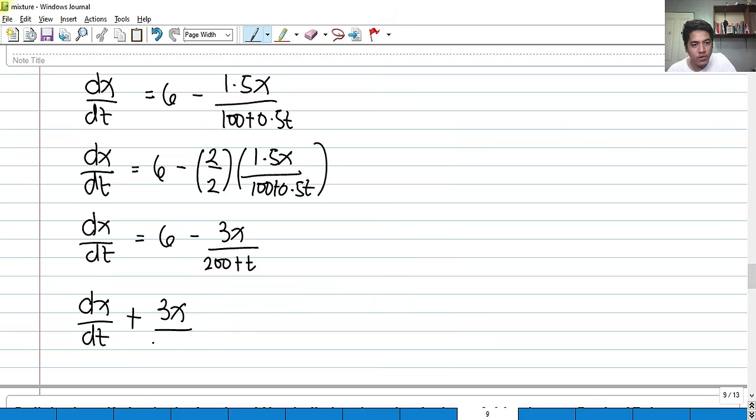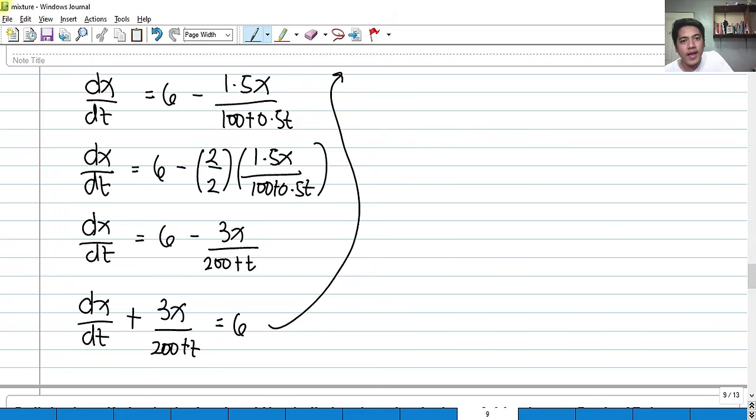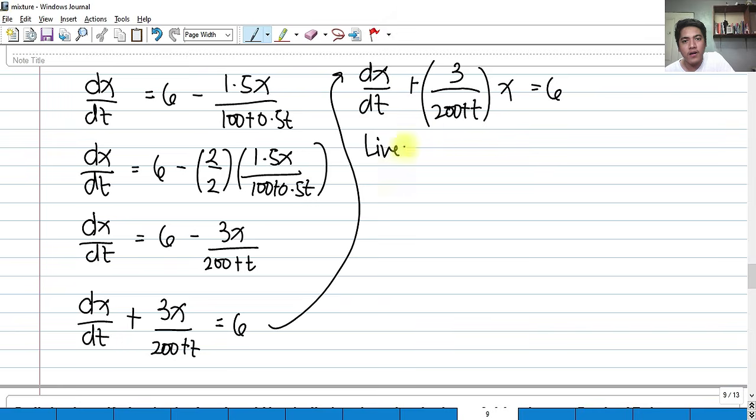Continuing in our equation, I can transpose this to the other side of the equation such that we have 3x over 200 plus t, it became positive, on the side of dx over dt. I just rewrite this: dx over dt plus 3 over 200 plus t multiplied by x is equal to 6. This is linear in x. By this, you should already know how to write the linear formula.